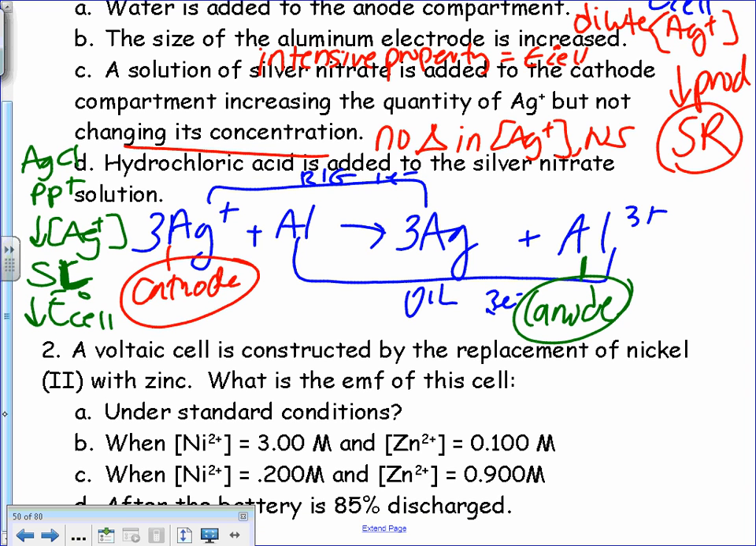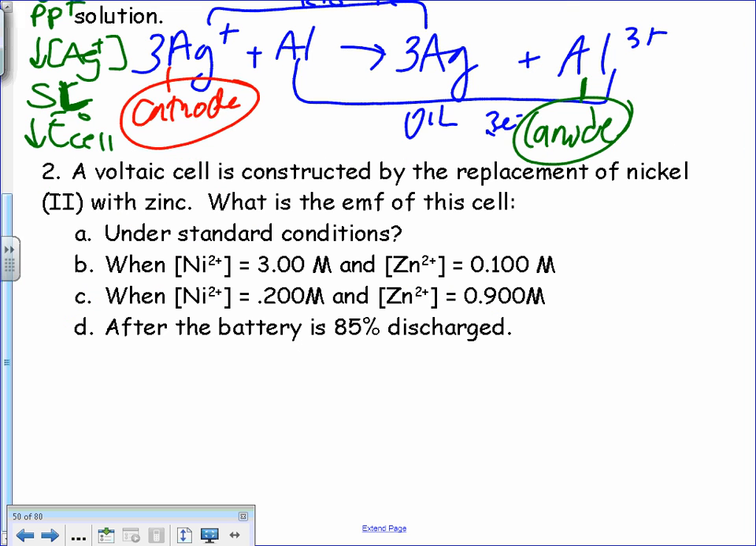Okay, I'm going to have you simply set up this next cell for A, and then we'll do B, C, and D later, okay? Set the next one for A in accordance with how the reaction's written. So the replacement of nickel 2 with zinc.